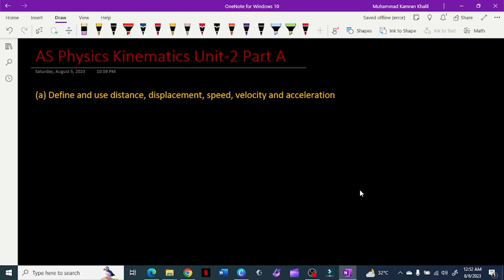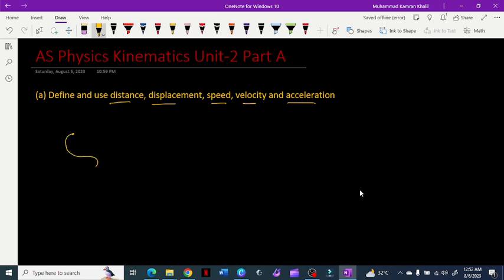Today we will discuss A-level physics. The topic is kinematics. Today, part A of kinematics will be discussed, in which we will discuss distance. We will discuss displacement, then speed, velocity and acceleration in detail. Now first of all, the distance.